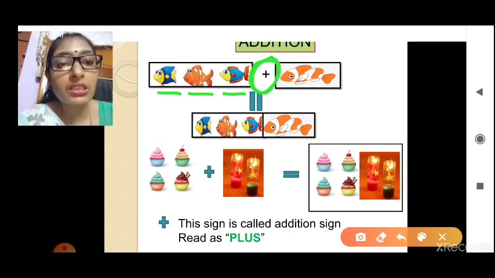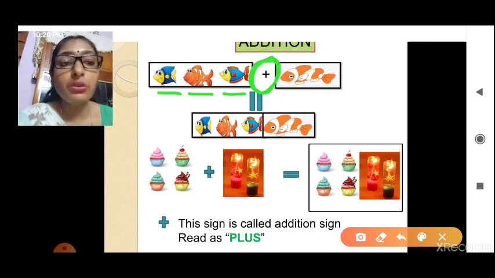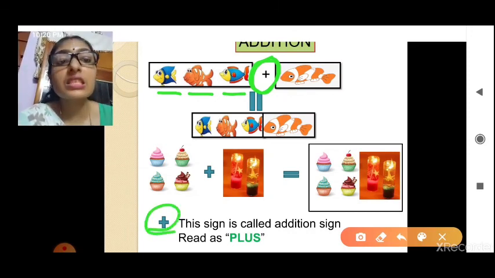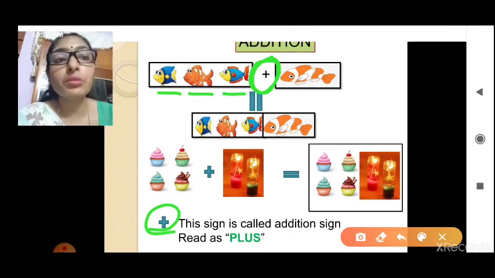So what is this called? This sign is called the addition sign. So when we add something, when we count something all together, we will use this sign. Okay, this is called plus. So when we are adding any numbers, we will write this sign in between the numbers. This is called the addition sign. So after addition we will use this equal sign. The equal sign we always write like this.